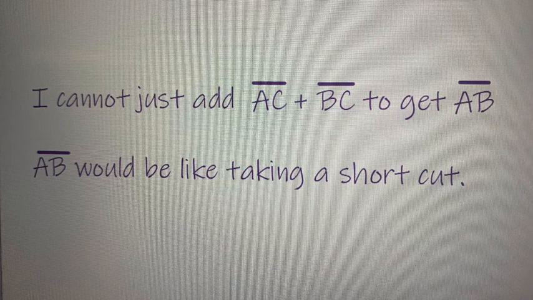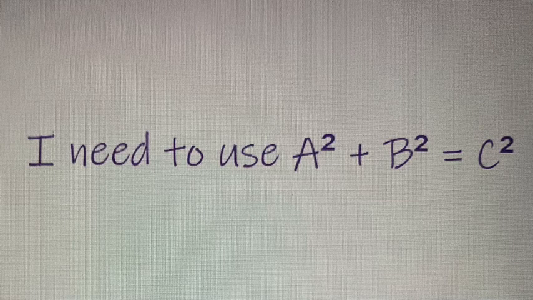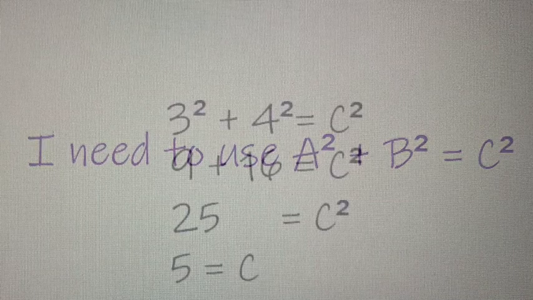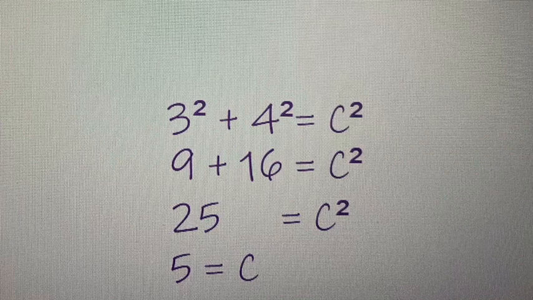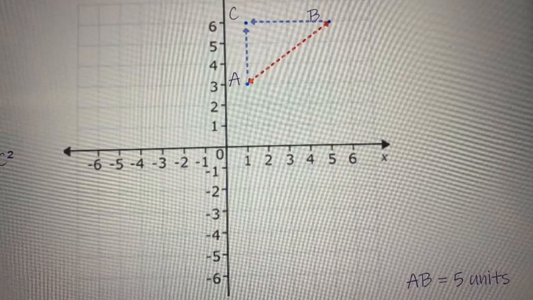So let's use that Pythagorean theorem. Remember, it is a squared plus b squared equals c squared. So now if I have 3 squared plus 4 squared, that's going to equal c squared. Well, 3 squared is 9, plus 4 squared is 16, is equal to c squared. 25 is equal to c squared. When I take the square root of each side, I get 5.